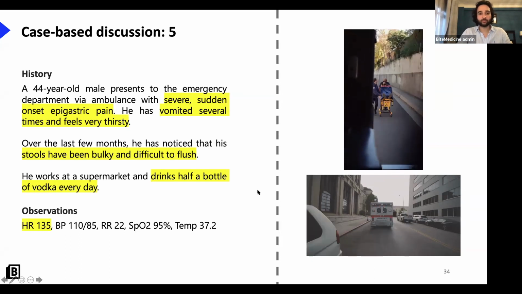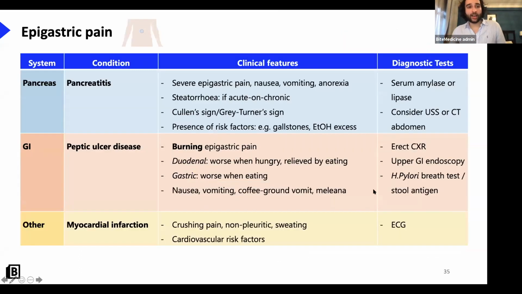Nice. So, as I said, we don't have time to go through cases on all of these, but these are some really important conditions to consider when we're thinking about epigastric pain. So, pancreatitis, as we've talked about, is a history that we've just been given. Think about your risk factors.